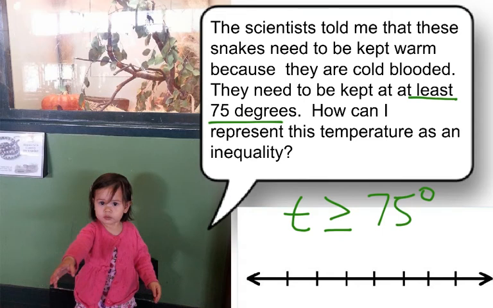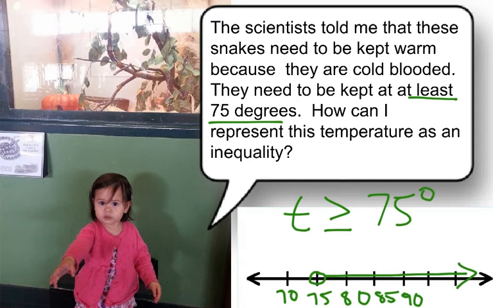So I'm going to start with 75 degrees. So we'll have 70, 75, 80, 85, 90, etc. So we'll start by giving a symbol for 75 degrees, and we have an arrow that just points because it can go on forever. In this case, of course, it would have to stop because you can't keep a snake too hot. And an open circle means that it is not including that number.